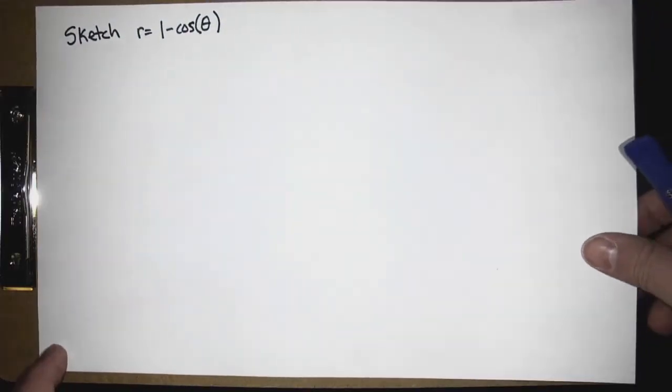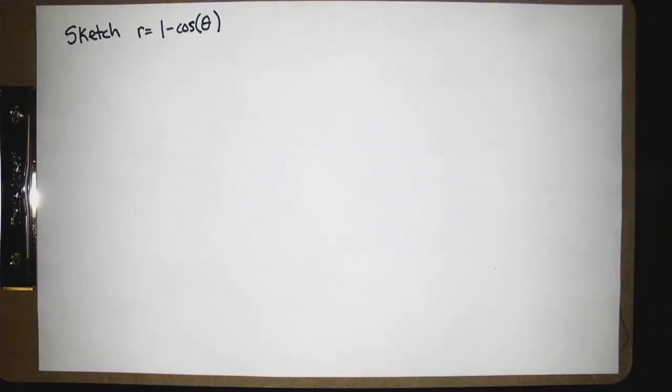So, sketch r equals 1 minus cosine theta. Aha, that sounds familiar. All right, now, here's how I would recommend doing these types of problems.